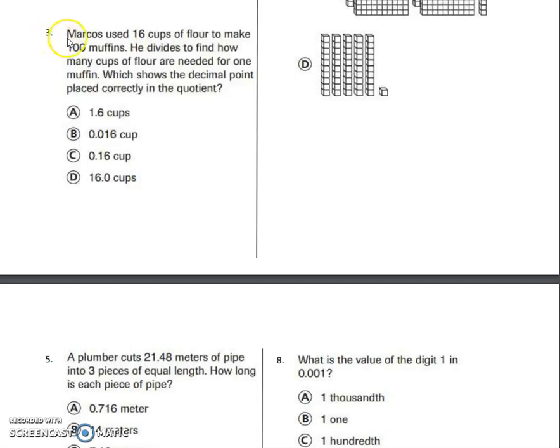Question 3. Marcus used 16 cups of flour to make 100 muffins. He divides to find how many cups of flour are needed for one muffin, which shows the decimal point placed correctly in the quotient. You may pause the recording to work the problem.